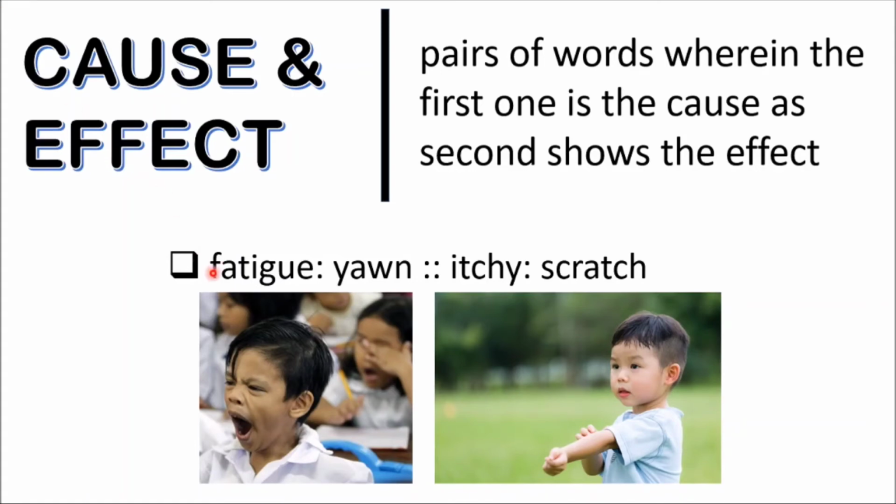For example, fatigue is to yawn as itchy is to scratch. We tend to yawn every time we experience physical or mental tiredness. So, the fatigue that we experience is actually the cause of our yawning. Same thing in our next pair of words. We scratch our body because that part of our body is itchy.